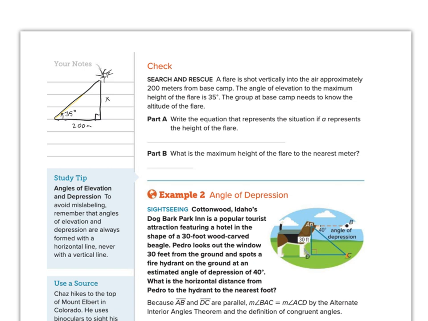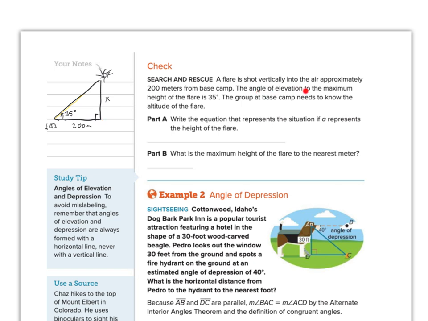Okay, so looking at this, it says that a flare is shot vertically into the air approximately 200 meters from base camp. So if this is my base camp, let me go ahead and just say this is my base camp right here. I'm camping out in my tent. Got a little fire out there, smoke. So there's my base camp, and the flare went up 200 meters away from my base camp. So that would be how far I am from the ground.